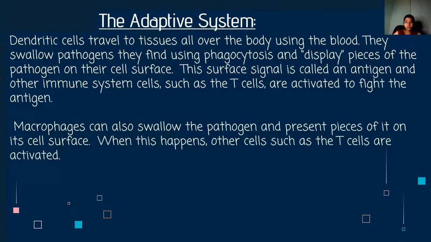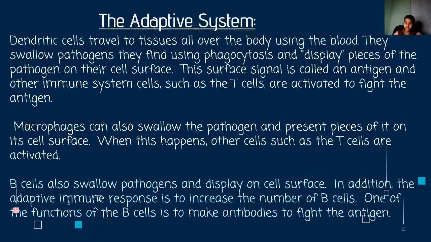Macrophages can also swallow the pathogen and present pieces of it on their cell surface. When this happens, other cells, such as T cells, are activated. And we have the B cells, which also swallow pathogens and display them on the cell surface. In addition to that, the adaptive immune response is to increase the number of B cells. One of the functions of the B cells is to make antibodies to fight the antigen.